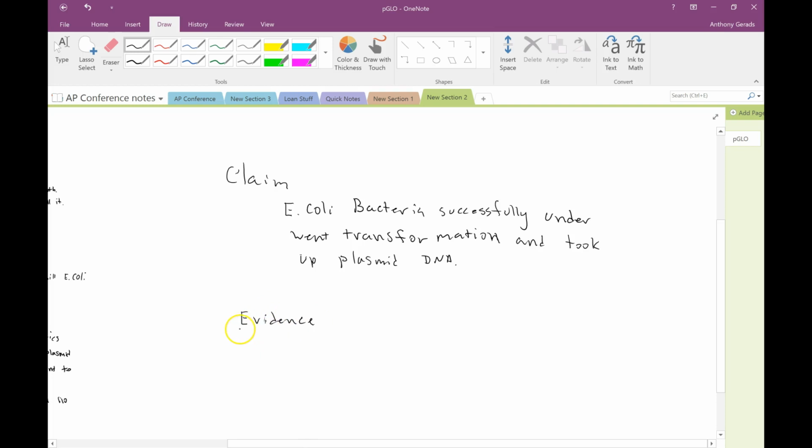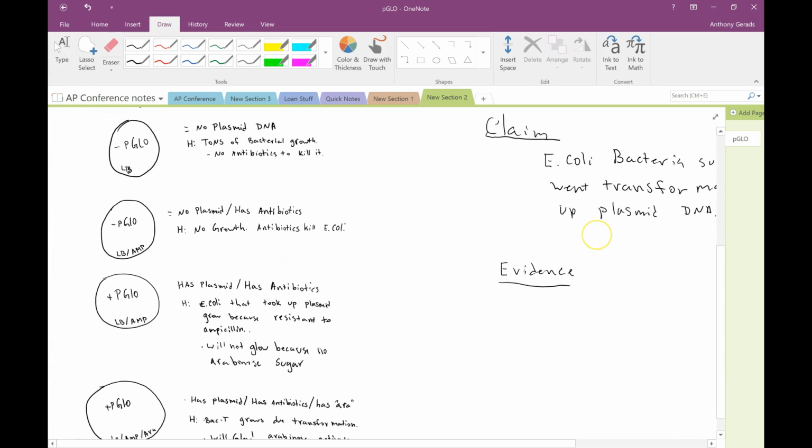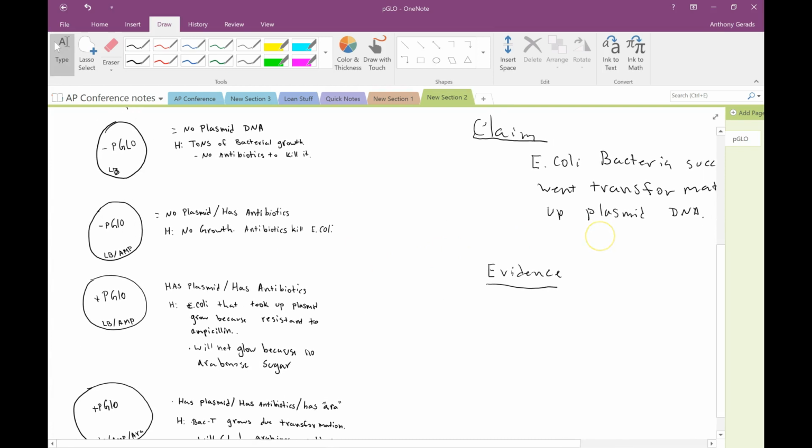I'm not going to have you draw a picture this time. This time you're going to make a data table. On a claim evidence reasoning, you only want to include the evidence that supports your claim. And our claim was E. coli bacteria successfully underwent transformation and took up the plasmid DNA. So we're not going to include all of our data that we collected. Let's say we looked at this and this was our data that we collected, we're not going to put all of this in our data table that we're about to make.